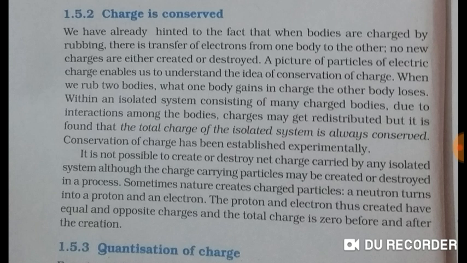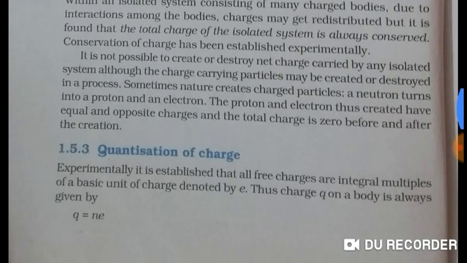destroyed in a process. Sometimes nature creates charged particles. A neutron turns into a proton and an electron. The proton and electron thus created have equal and opposite charges, and the total charge is 0 before and after the creation.